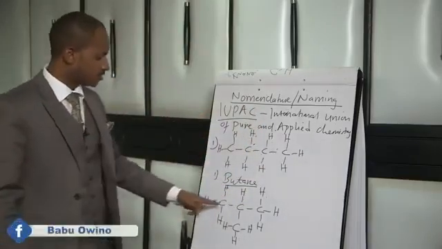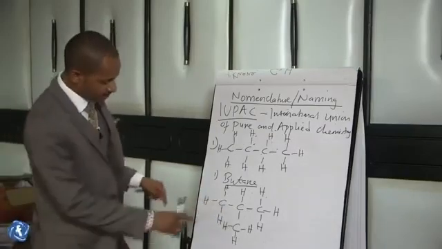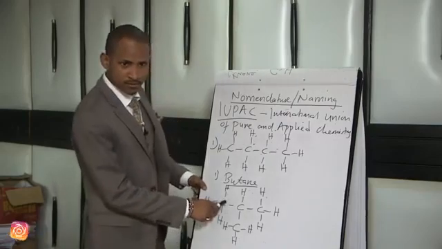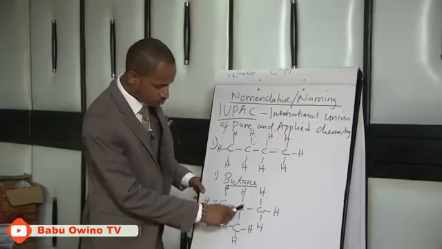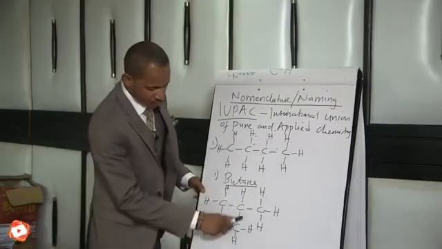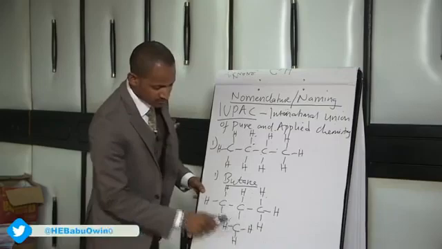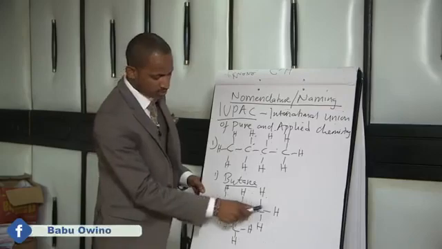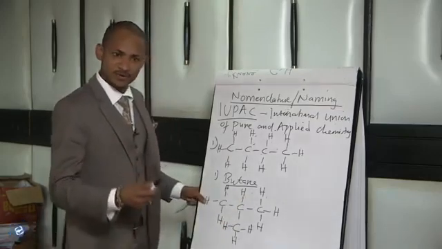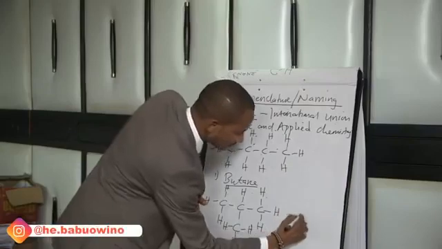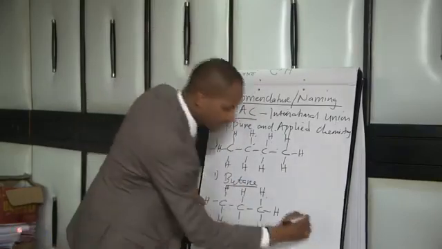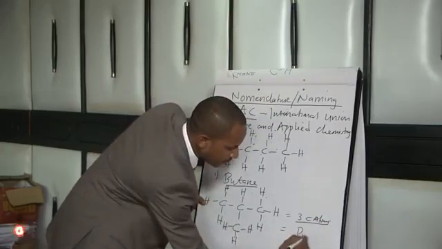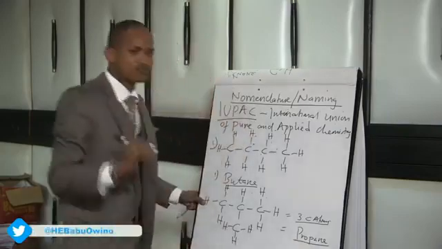In our situation, the longest continuous carbon chain can be, pay attention class, 1, 2, 3. What if I want to move like this? This is horizontal. What about horizontal then vertical? 1, 2, 3. What about starting from here? 1, 2, 3. Therefore, the longest continuous carbon chain has 3 carbon atoms. And the moment it has 3 carbon atoms, it is a propane. Propane. But we've not finished naming it.